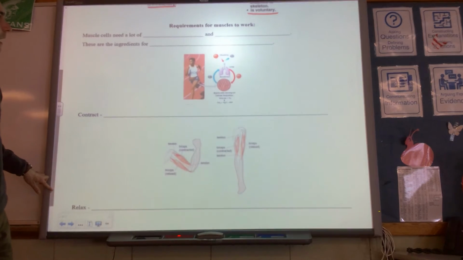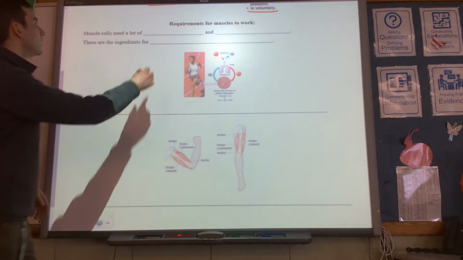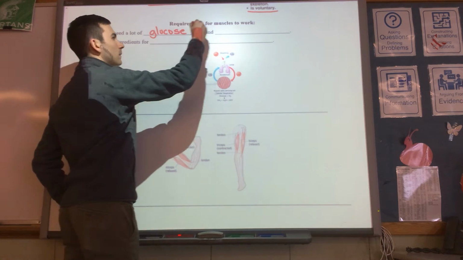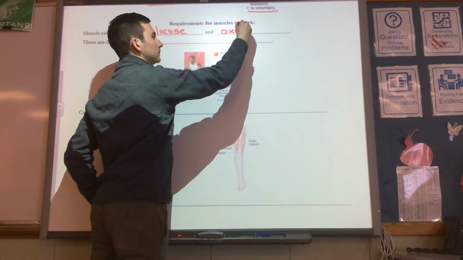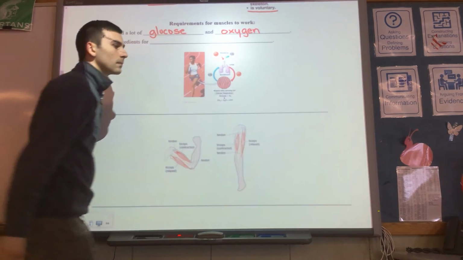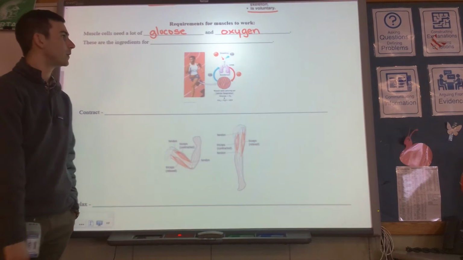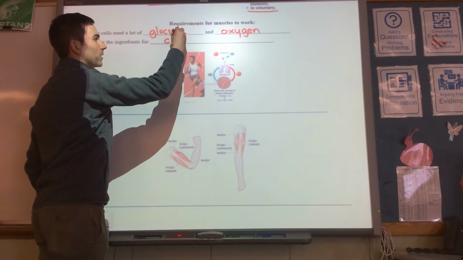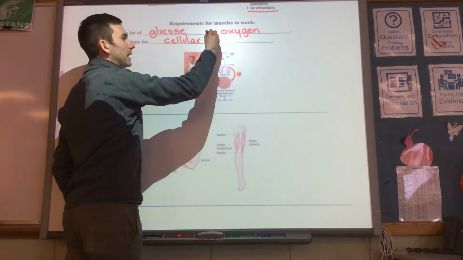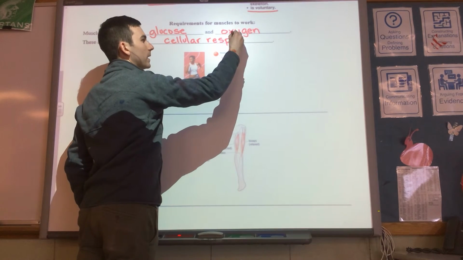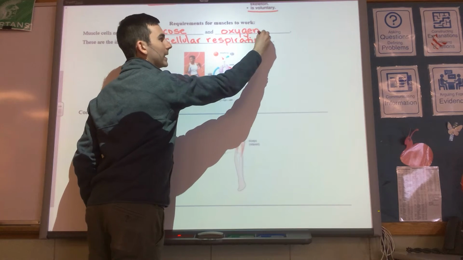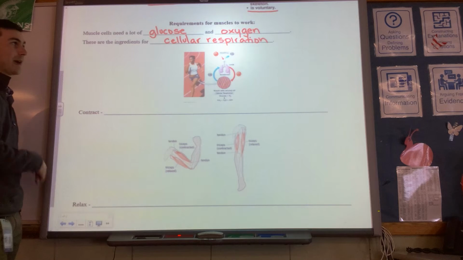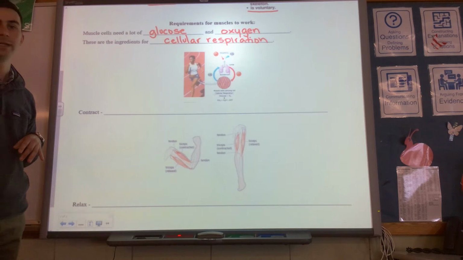Muscles have a couple requirements that they need to work. They need a lot of glucose and oxygen. Those two ingredients should sound familiar because these are the ingredients for cellular respiration. And if we remember that process, we know that we use these two ingredients to create energy for our cells. So muscles are going to use a lot of energy to contract and relax. They need a lot of glucose. They need a lot of oxygen.